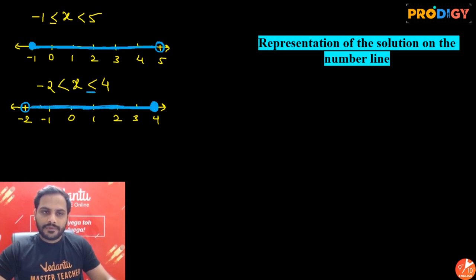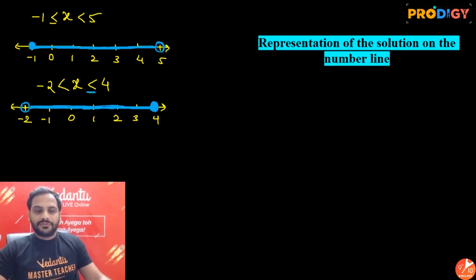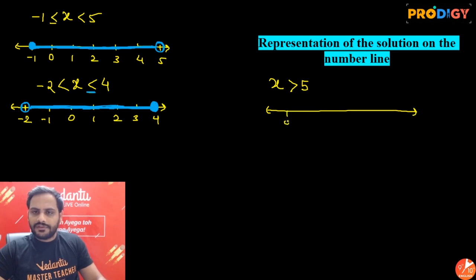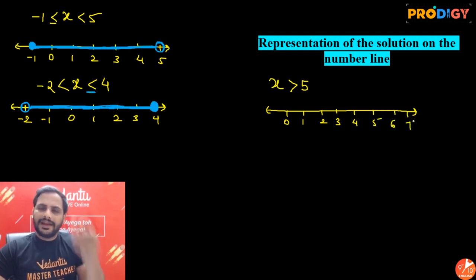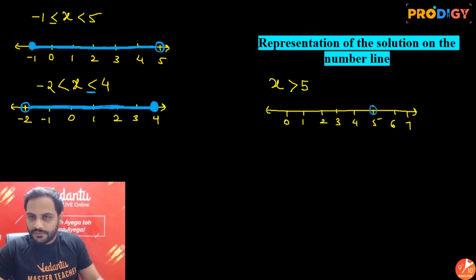Alright. Suppose if I give you only one, let's say my value is x is greater than 5. If I draw the number line, let's say it is 0, 1, 2, 3, 4, 5, 6, 7 and it will keep on going. So I want x greater than 5. First thing, 5 is included or excluded? Sir, 5 is excluded. 5 is excluded means hollow circle.